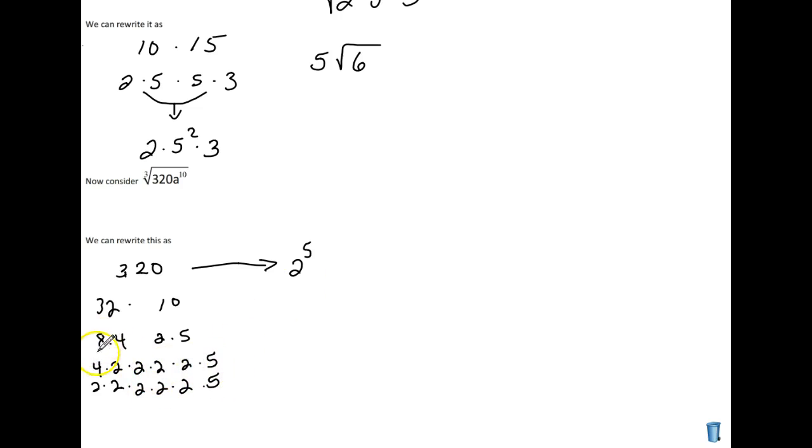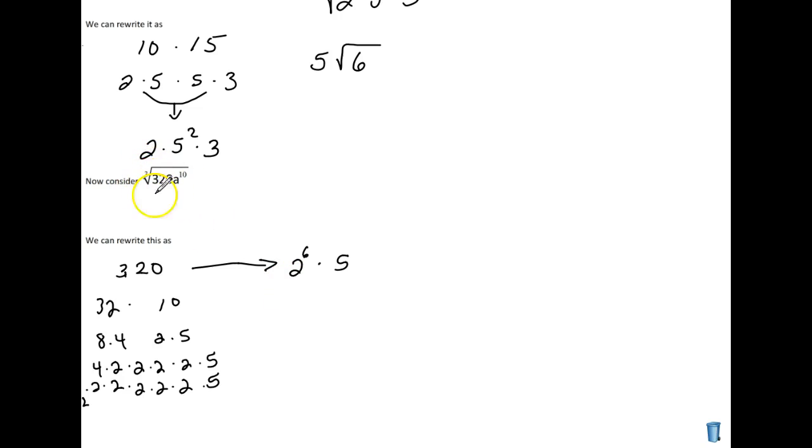I'm missing one of them. 4 times 2, 2, 2, and 2, 5. So that's 1, 2, 3, 4. I missed one down here, because this should really be 2 to the 6th power. So times 2, right? 2 to the 6th power times 5 is what I get for 320.